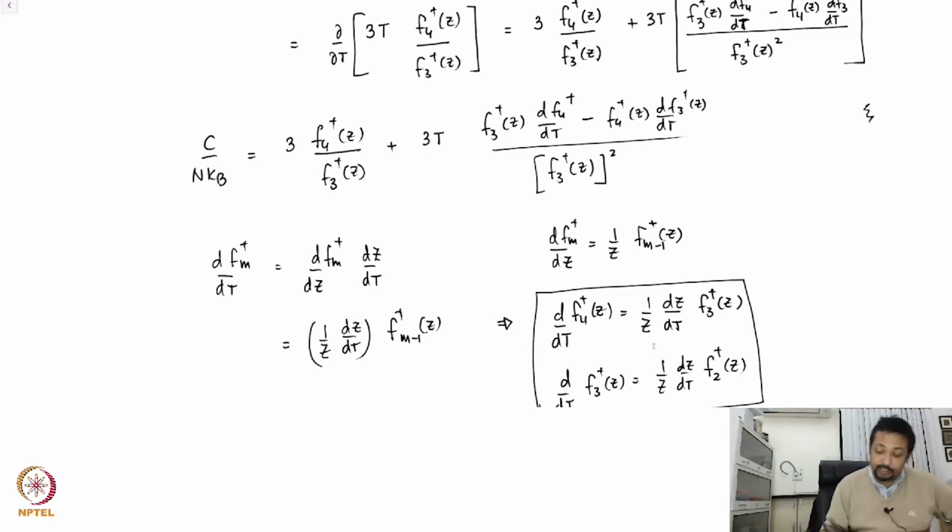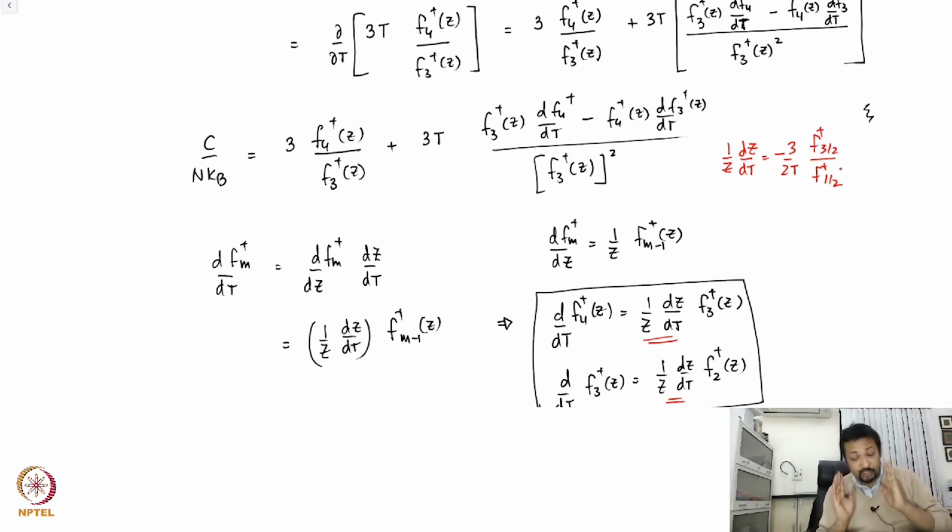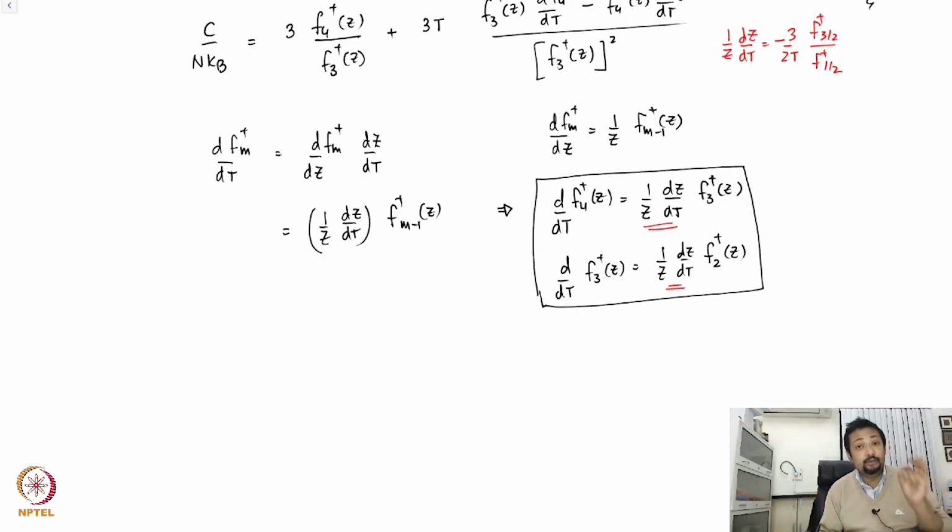So we are left to determine these derivatives. Now in the ideal Bose gas, we have seen that this derivative dZ dT is minus 3 over 2T times F3/2 plus divided by F1/2 plus. So word of caution: do not use this here because you have a different density of states. Please be careful in blindly using results. Instead, we start from the same starting point from where we derived such a relation, that is to look at the particle number.